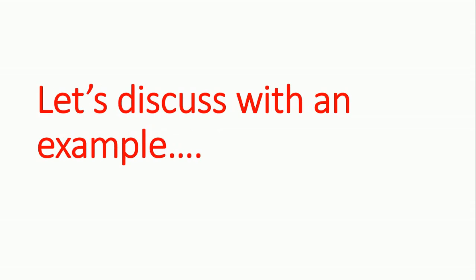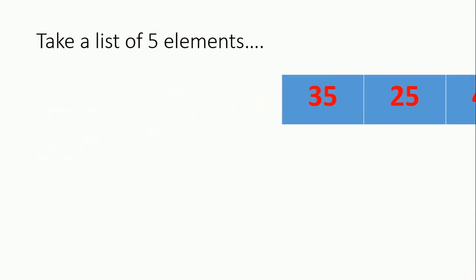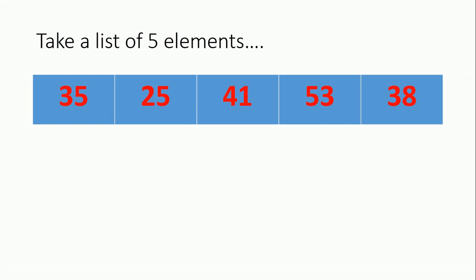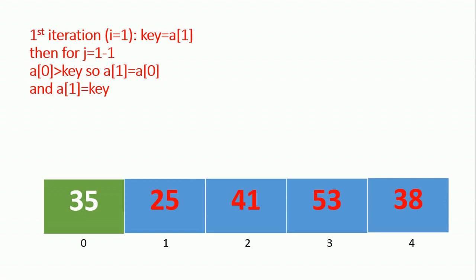Now we discuss it with an example. Take a list of 5 elements: 35, 25, 41, 53 and 38. Before the first iteration, we say that the first element, that is 35, is trivially sorted.